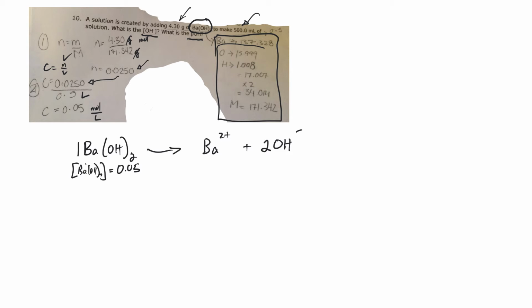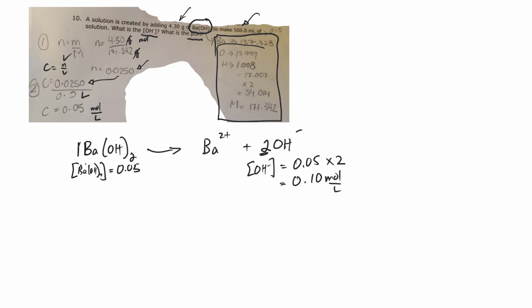But if the ratio here is 1 to 2, then the concentration of hydroxide ions has to be double that. So it'd be 0.05 times 2. And I think that gives you 0.10 moles per liter for hydroxide ion concentration.